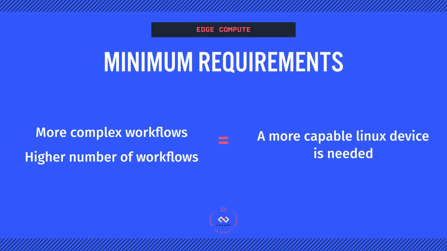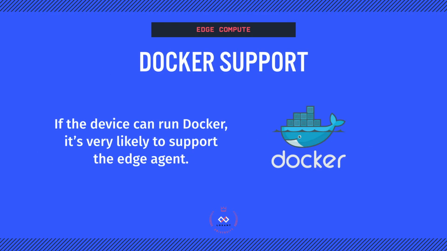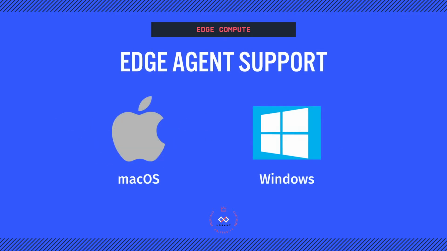The Edge Agent is shipped as a Docker container. If a device can run Docker, there is a very high chance that it will be able to run the Edge Agent. While the expectation is that you'll be running on an IoT-style device, the agent can also run on OS X and Windows. This is really helpful for testing.